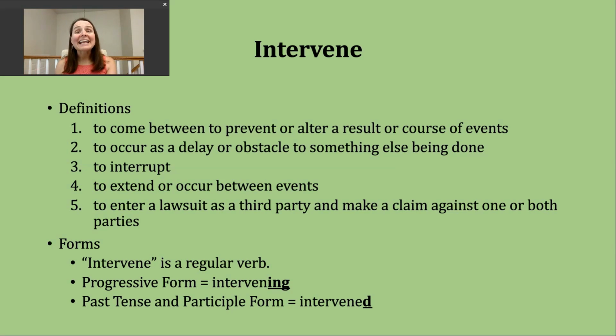You should know that intervene is a regular verb. To make the progressive form, you're going to drop the E and add ing to form intervening. The past tense and participle forms of this verb can be made by just adding the letter D, because this verb already ends in an E.